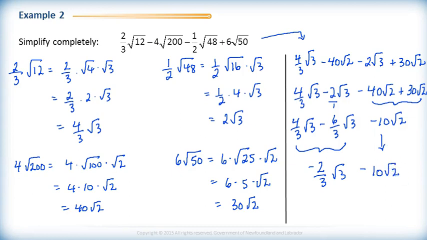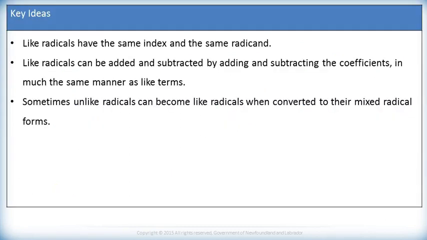And we're done. In conclusion, like radicals have the same index and the same radicand. Like radicals can be added and subtracted by adding and subtracting the coefficients in much the same manner as like terms. For example, if you had 2x and 3x, they'd be like terms. Sometimes unlike radicals can become like radicals when converted to their mixed radical forms.